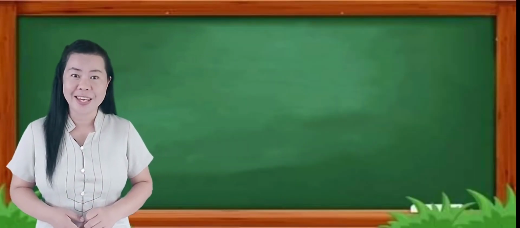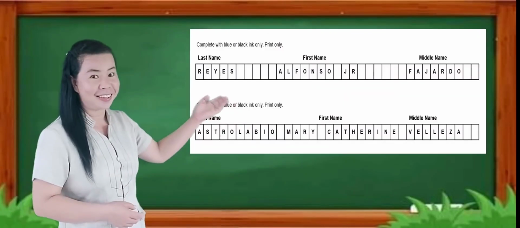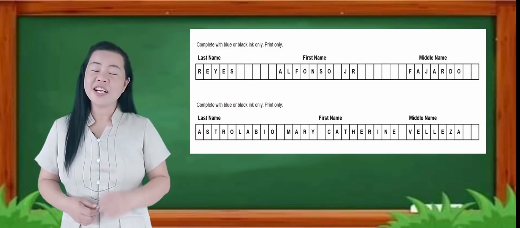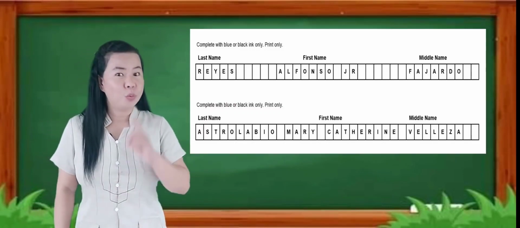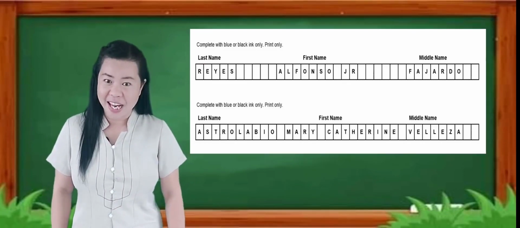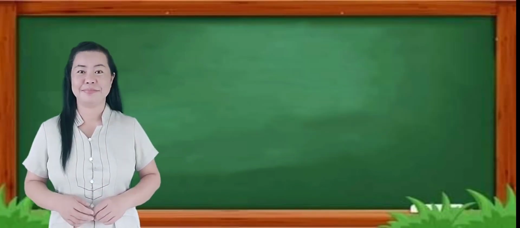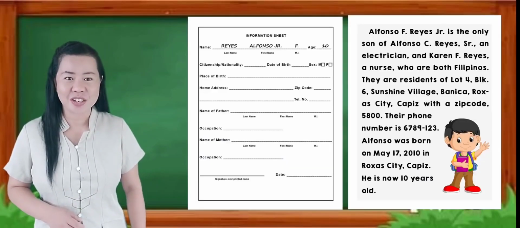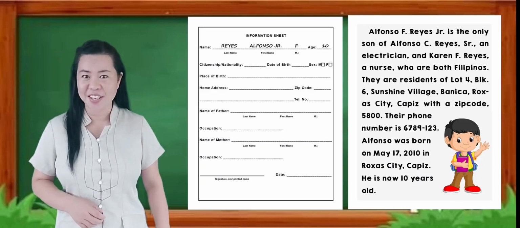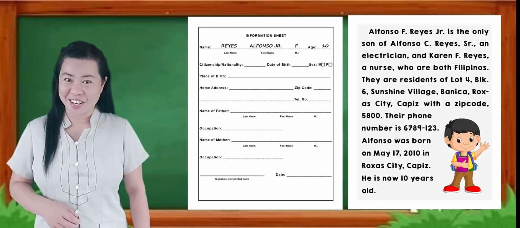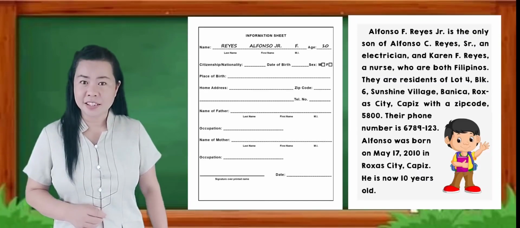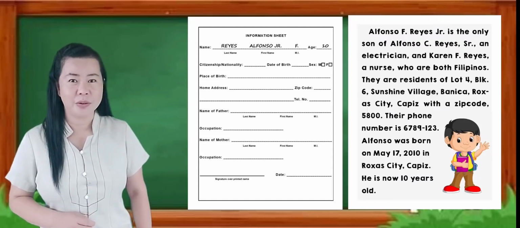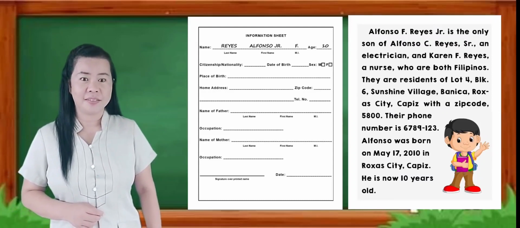There are forms where fields are boxed, just like this. Remember to put one letter for every box. If your name is long, leave only one box after every name to serve as space. Now, let's go back to the information sheet. Age. Alfonso Jr. is 10 years old. Let's write it in number form. For citizenship or nationality, indicate whether Alfonso is a Filipino or of other nationality.